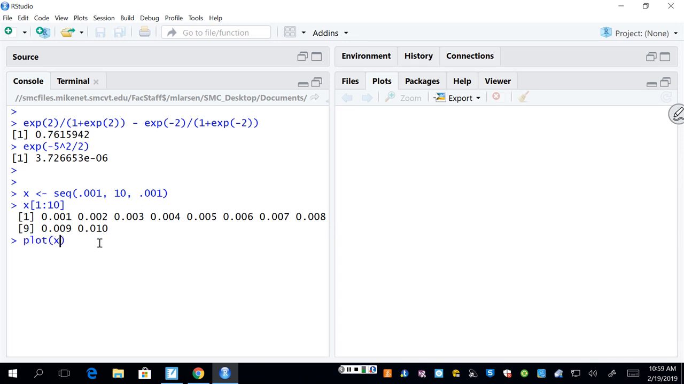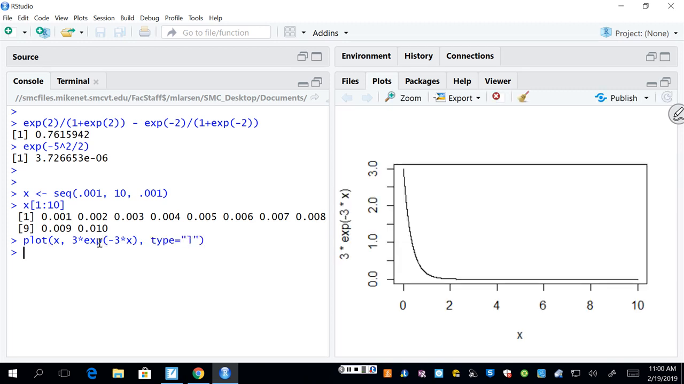If we did a plot of x, and then there's a density for an exponential function. We don't even need that. If we use 3 as lambda, then it's exponential of -3 times x. That was the density function, and we're going to make a little line out of this. That's what this function looks like here. 10 may be too big.